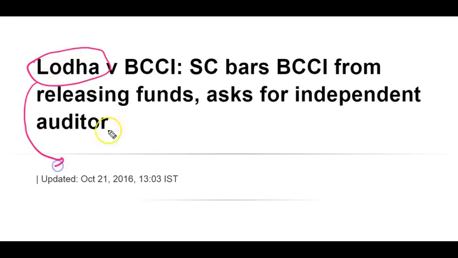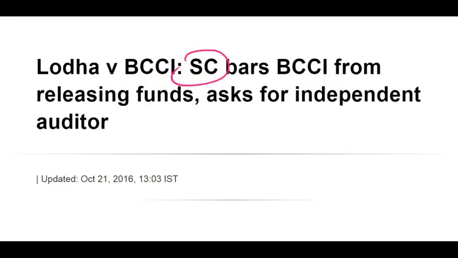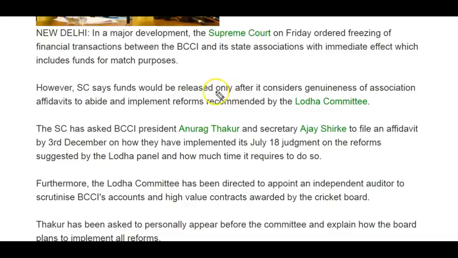BCCI is not ready to accept the changes proposed by the Lodha committee, and the case is going on in the Supreme Court, and recently the Supreme Court has given an important judgment. The judgment bars BCCI from releasing funds to the state cricket associations, unless the state association agrees to the recommendations made by the Lodha committee.